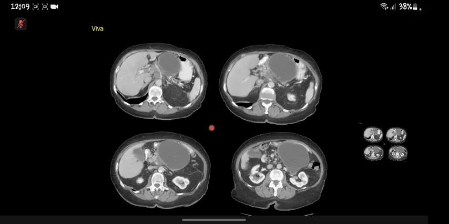Having a look at the liver, I can't see any associated liver lesions. There appears to be some fat stranding posterior medial to the lesion and adjacent to the pancreas. And I think around the pancreatic head, there appears to be a hypoenhancing focus. What is the conclusion?